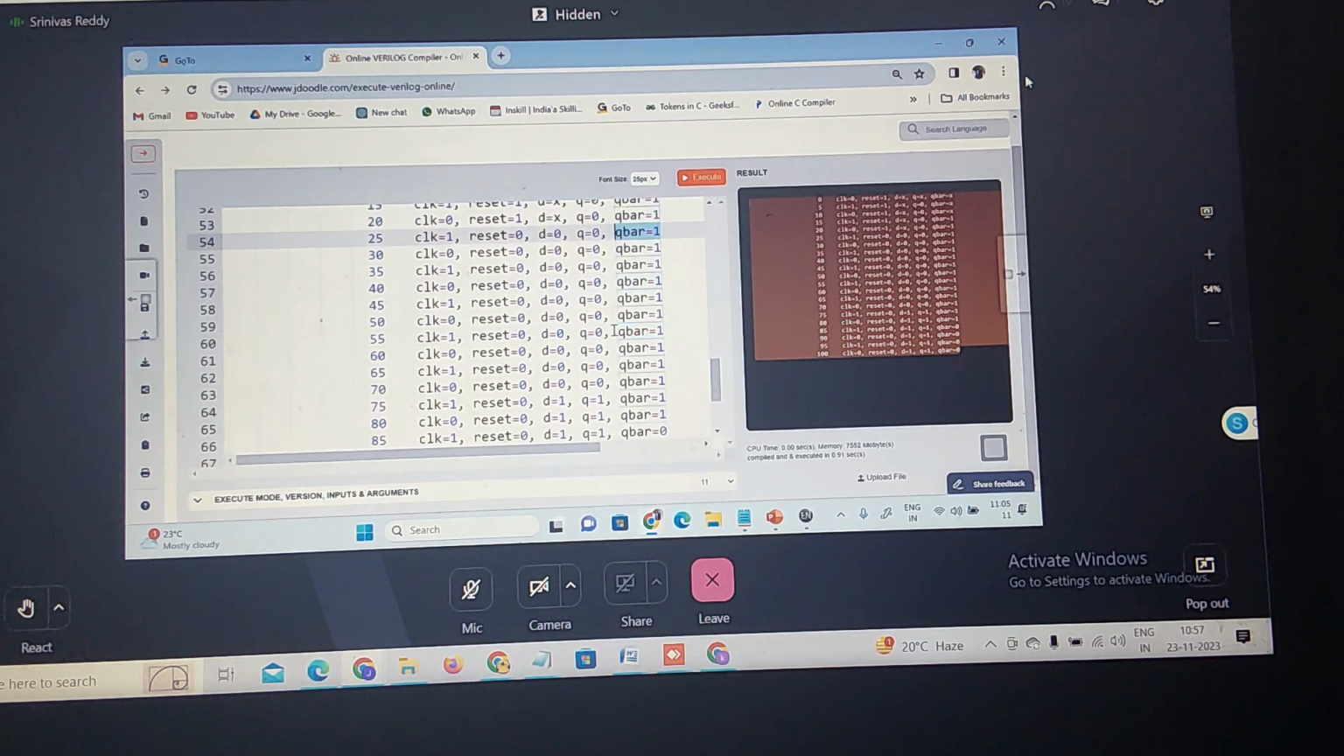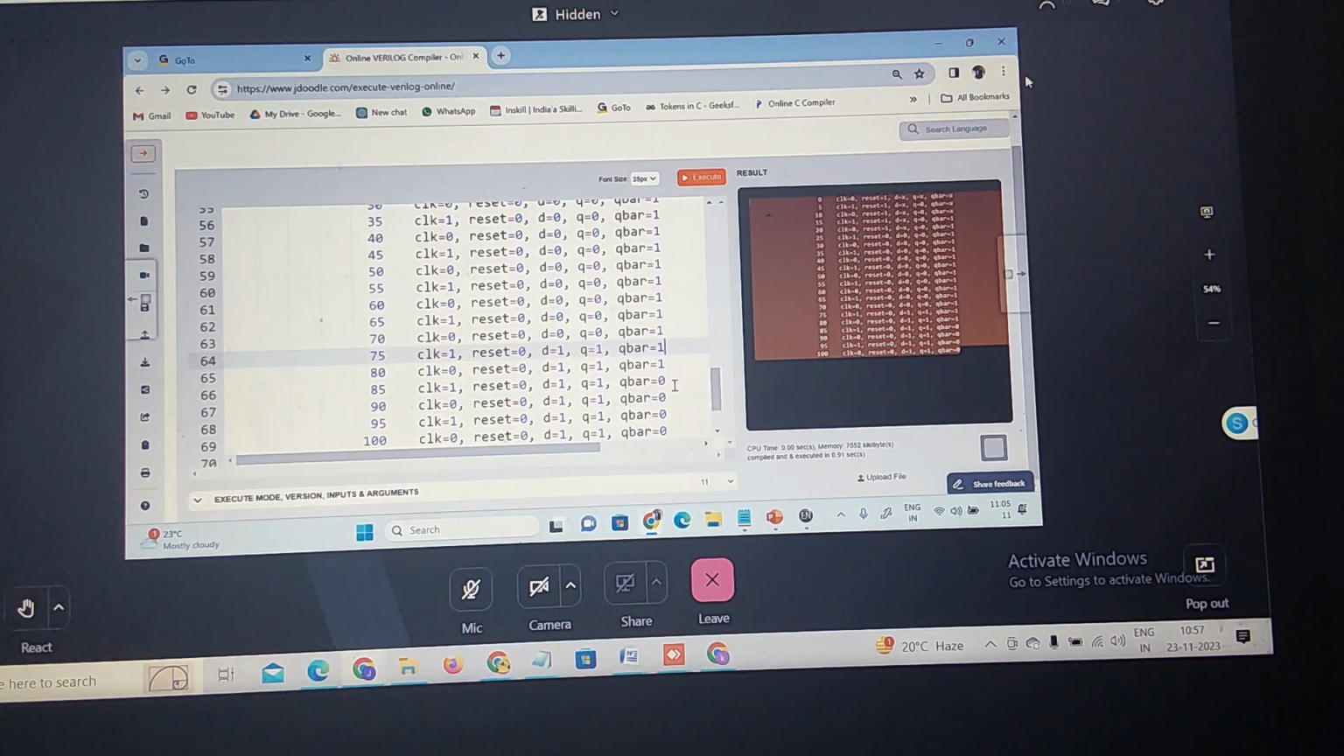Now I am making D equal to 1 at clock 75. Until then Q is following the D only, right? Since reset is low, whenever the rising edge comes, when D is equal to 1 at 75, here the clock is rising edge. Clock 1 means a 0 to 1 transition, which means rising edge. When reset is equal to 0, Q follows the D. And for Q bar, we need to check the logic here. Okay, Q bar becomes 1 here.